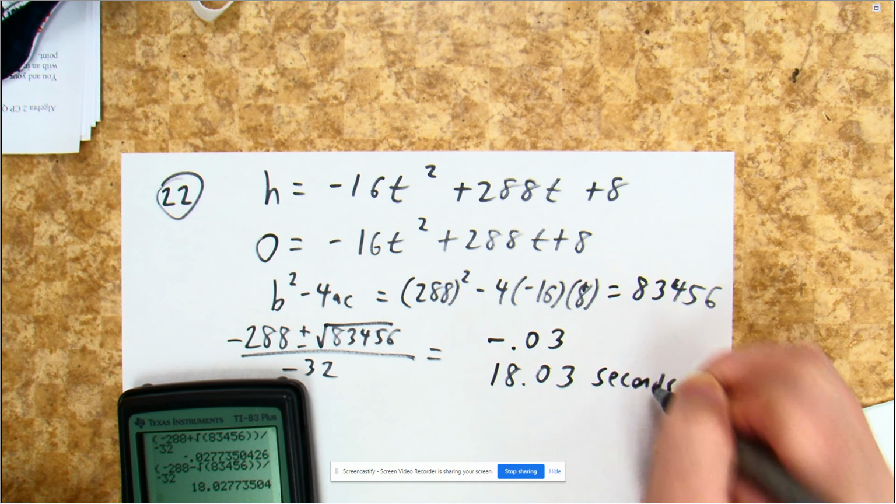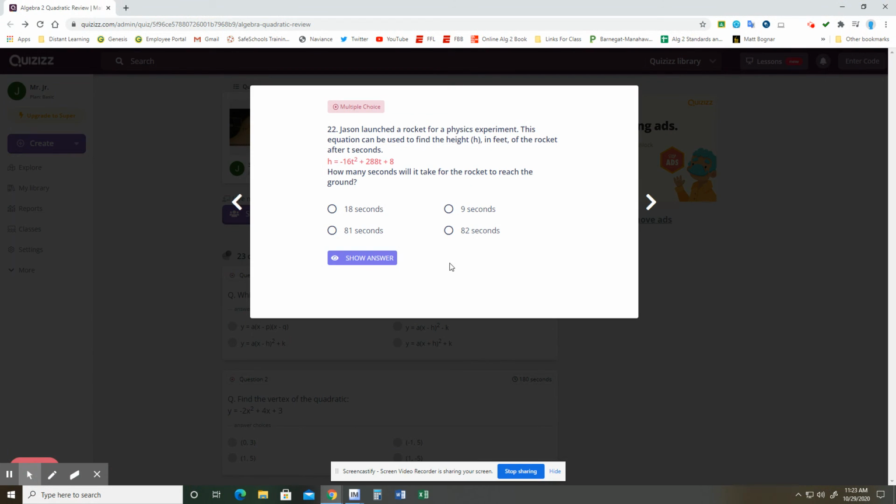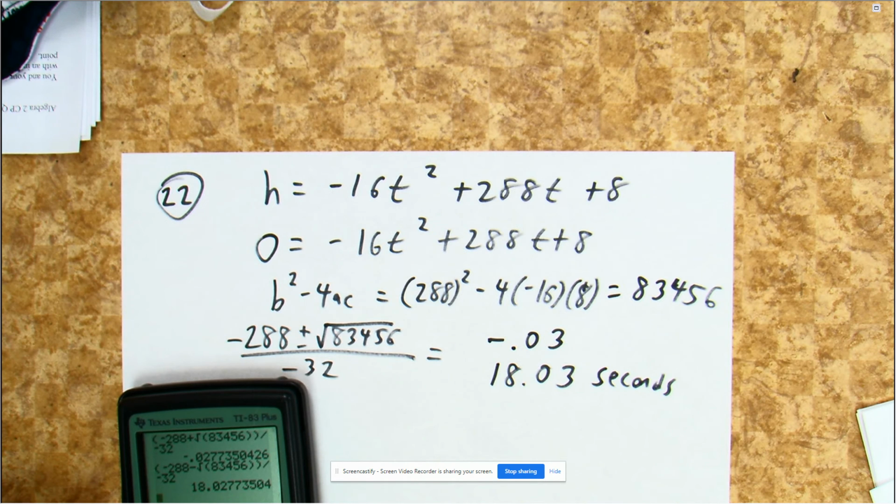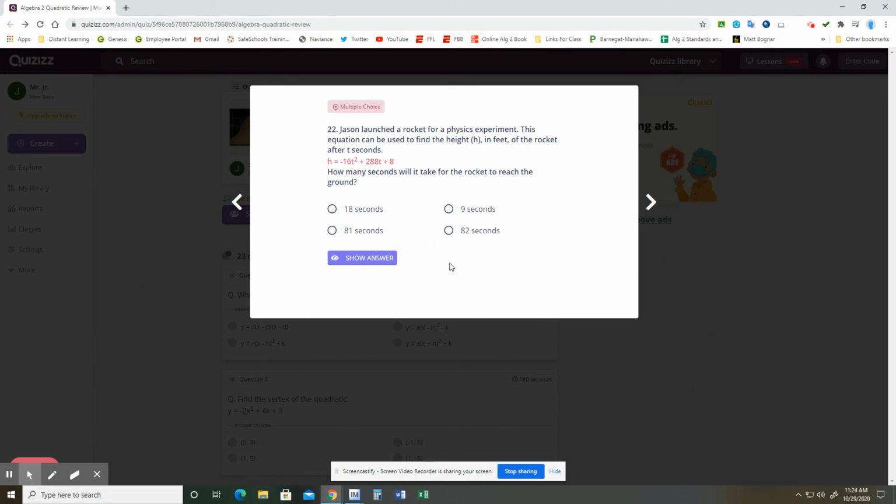seconds. Was it a rocket? Yeah, he launches a rocket. How many seconds will it take for the rocket to reach the ground? Clearly, it's not the negative answer. It's got to be 18 seconds, as you can see right there.